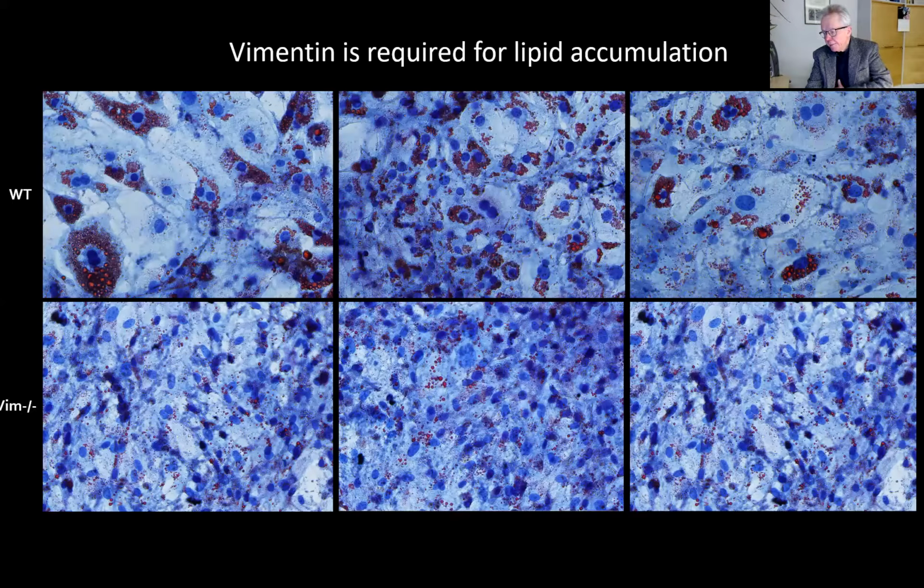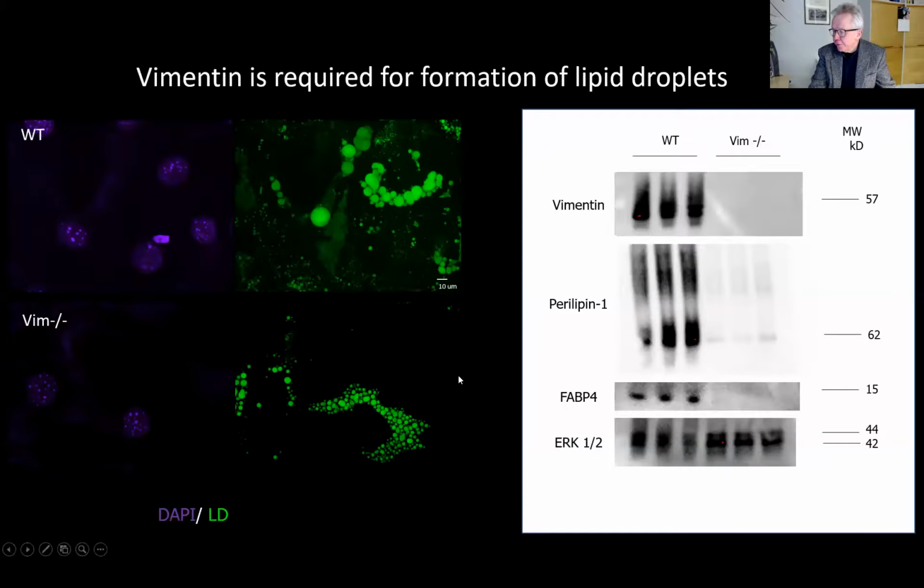Related to the fat observations, you can see here red oil staining of fat cells, and you can see that there's a really highly reduced amount of fat in the fat cells, and furthermore, the lipid droplets are really small.